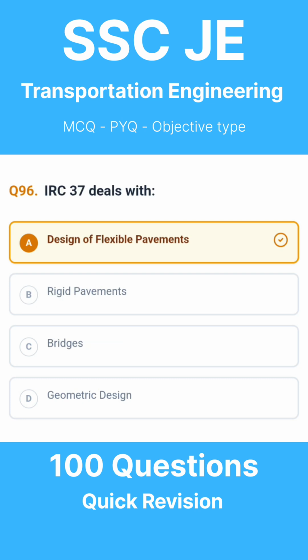Question 96. IRC 37 deals with. The correct answer is design of flexible pavements. Question 97. IRC 58 deals with. The correct answer is design of rigid pavements.